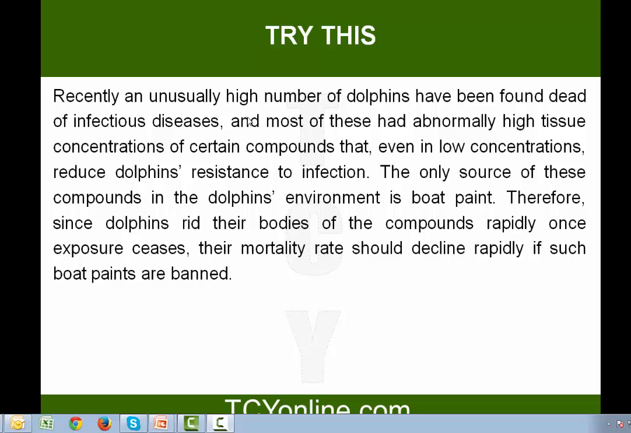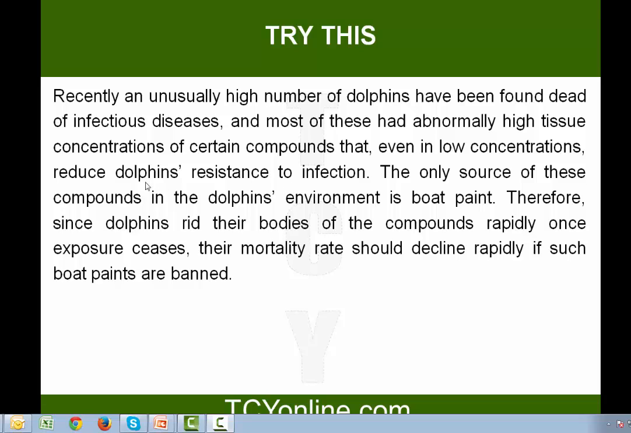Recently, an unusually high number of dolphins have been found dead of infectious diseases. These infectious diseases are causing the death of these dolphins, and most of these had abnormally high tissue concentrations of certain compounds that, even in low concentrations, reduce dolphins' resistance to infection. Now these compounds, even in low concentrations, can reduce the dolphins' immunity to infection.